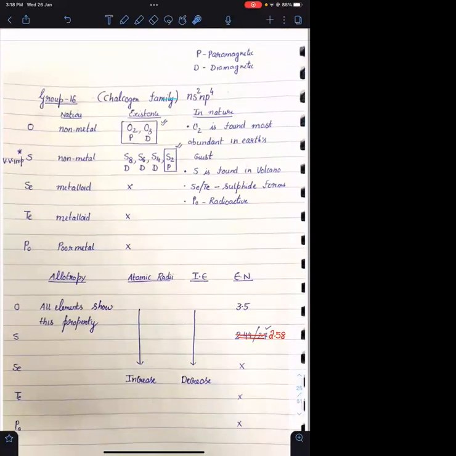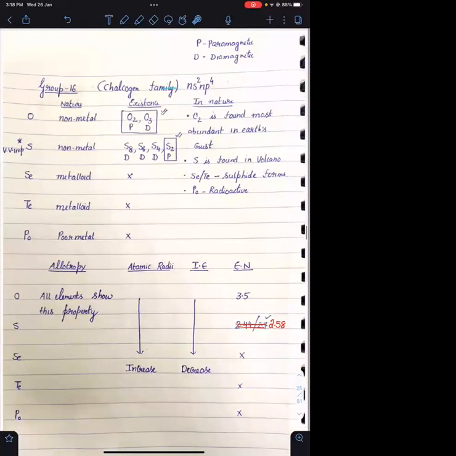First, we will discuss some general properties. In the oxygen family, oxygen and sulfur are both non-metals. Selenium and tellurium are metalloids, and polonium is considered a poor metal. Down the group, the metallic nature increases and the non-metallic nature decreases. So as you go down the group, these two are non-metals, and in between there is a transition. Both of them are metalloids, and polonium is considered a very poor metal.